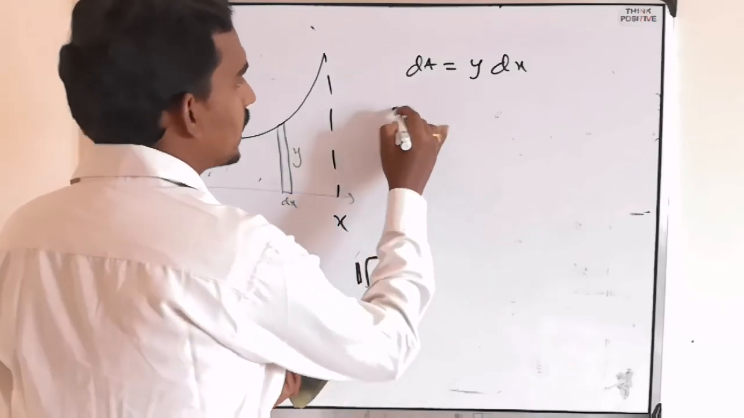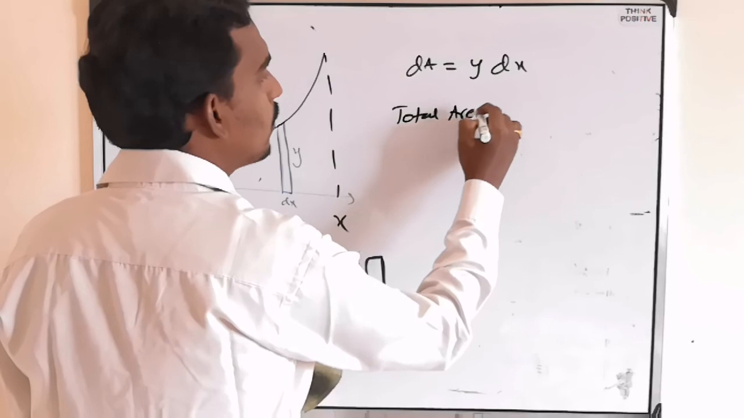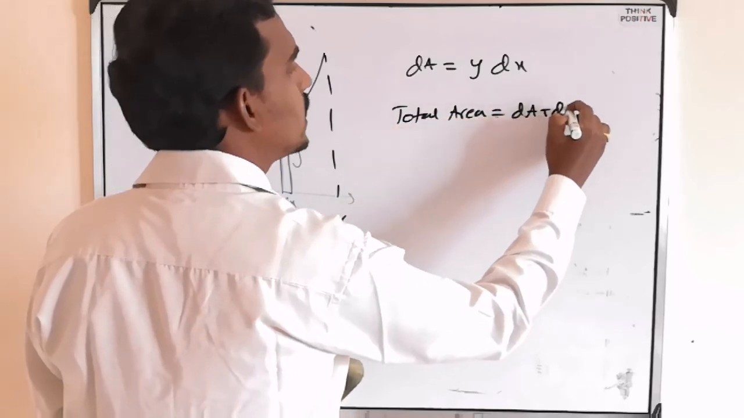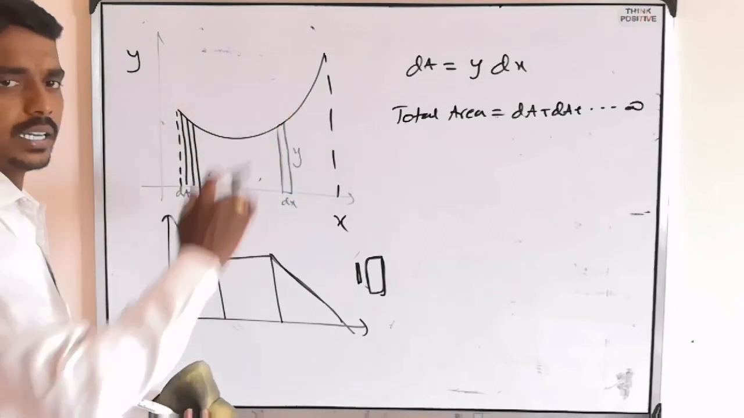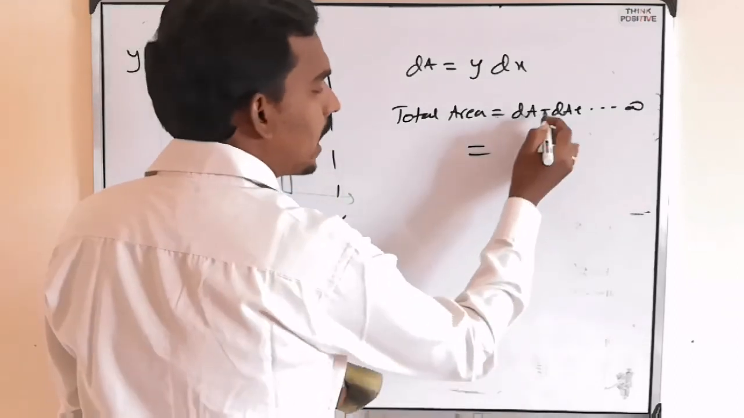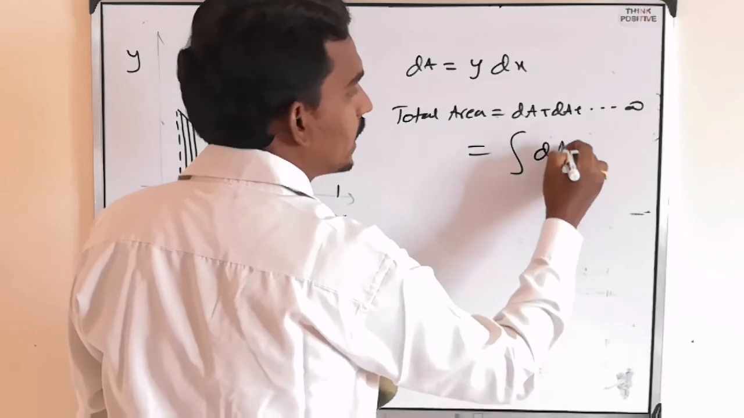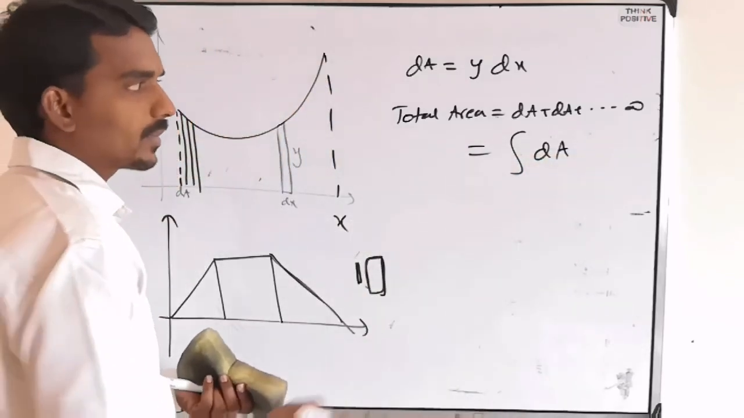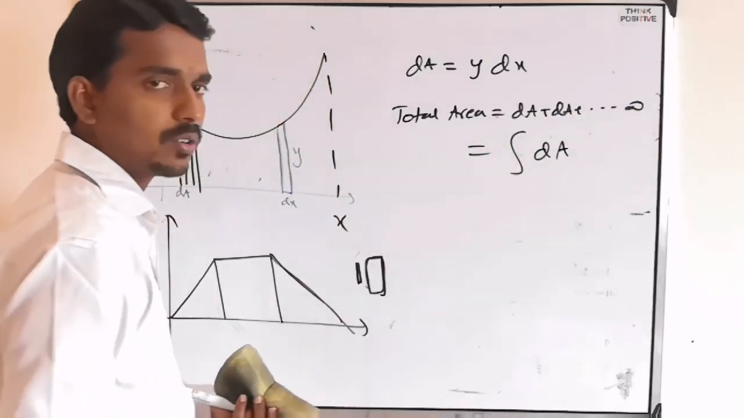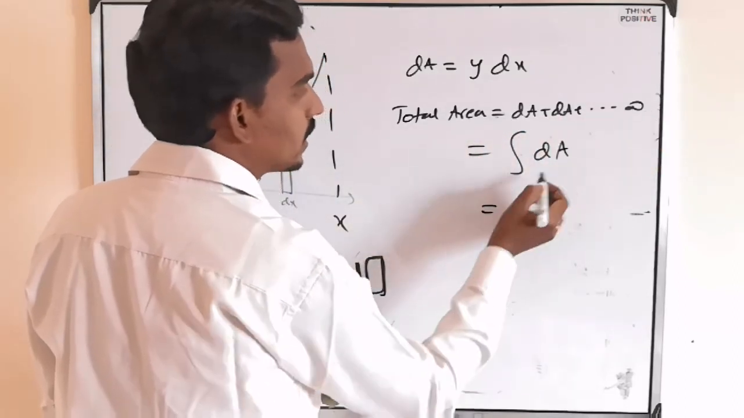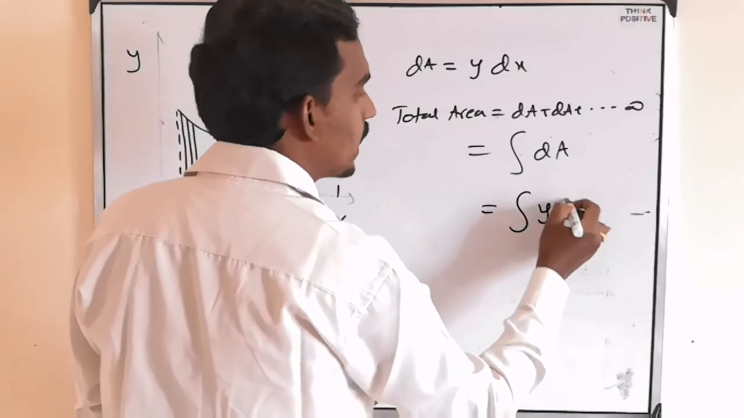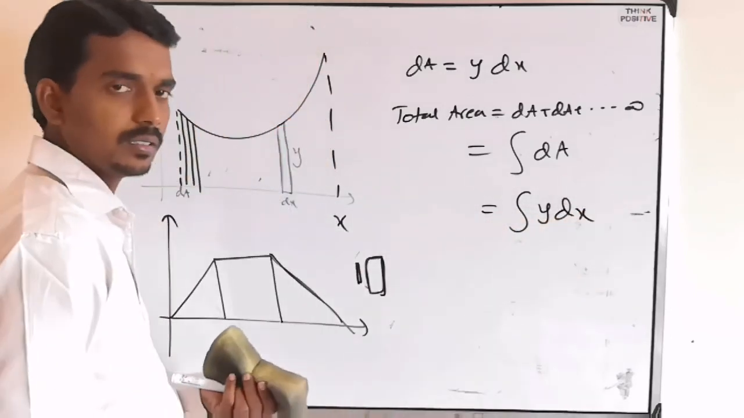Now you want the total area below the graph, that is dA plus dA and so on up to infinity. There are infinite numbers of them. Then instead of taking that, what will you do? Integration of dA, instead of adding small quantities. That is the definition of integration. So integration of dA is nothing but y dx.